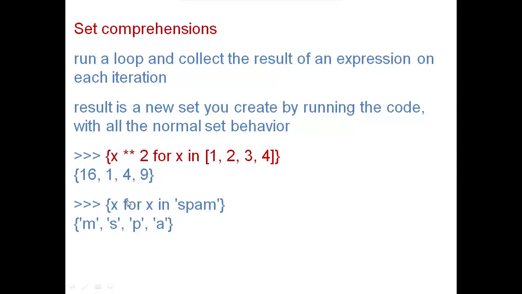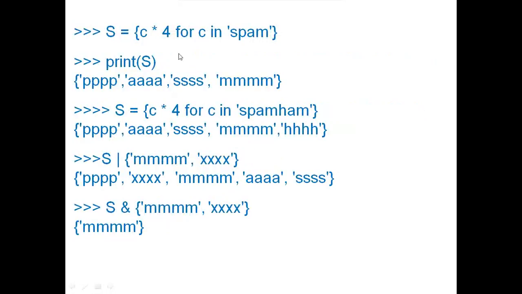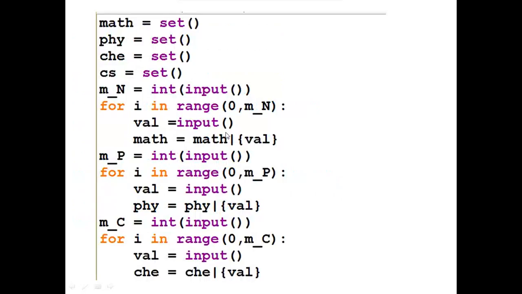And similarly, x for x in span, you will get a result like this. And c * 4 for c in span, so each letter will be taken and repeated 4 times. These are examples. And this is union. We already said that the pipe symbol is for union and ampersand is for intersection. So those operations can also be performed with the resultant sets we get through comprehensions.